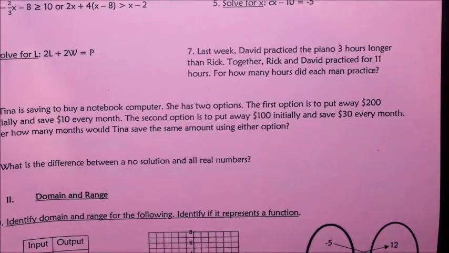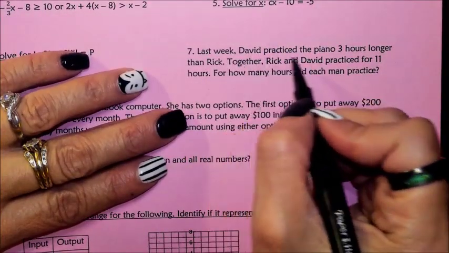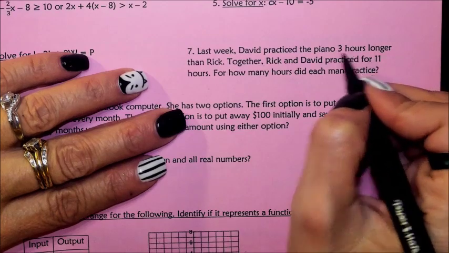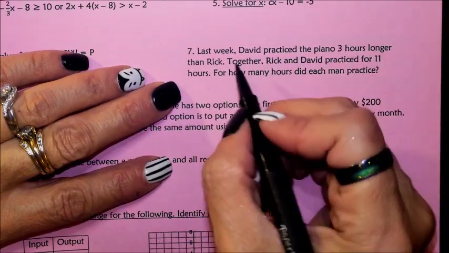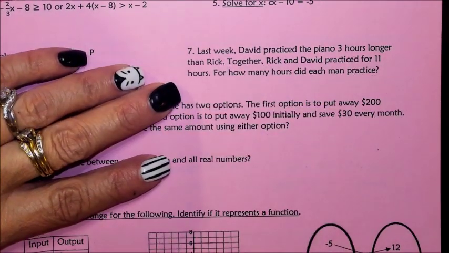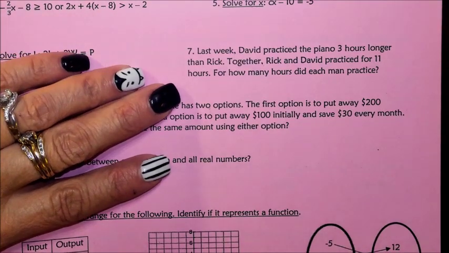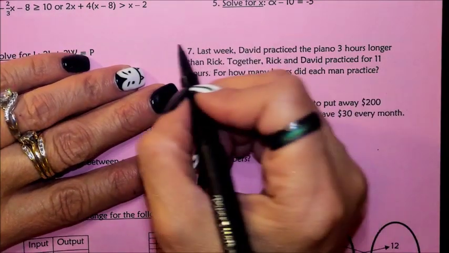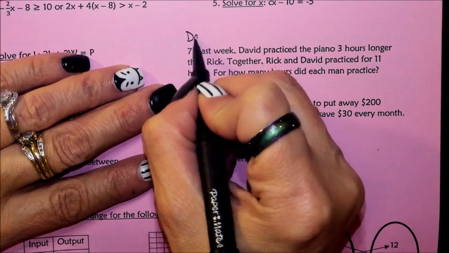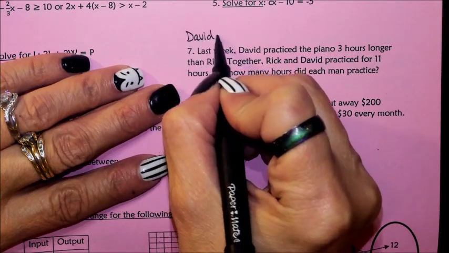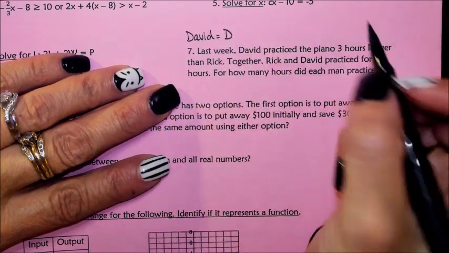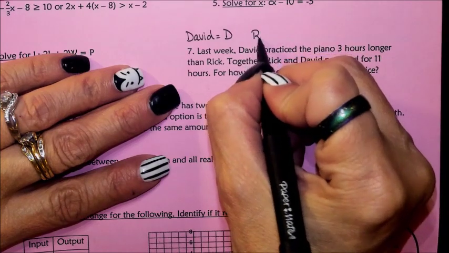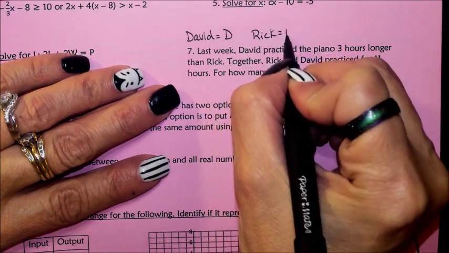There we go. Okay, so last week David practiced the piano for 3 hours longer than Rick. Together, Rick and David practiced for 11 hours. How many hours did each practice? So maybe we could say that David, let's use D's. Sometimes when I use the letters of their name, I do a little better. And then Rick, we'll make him R.